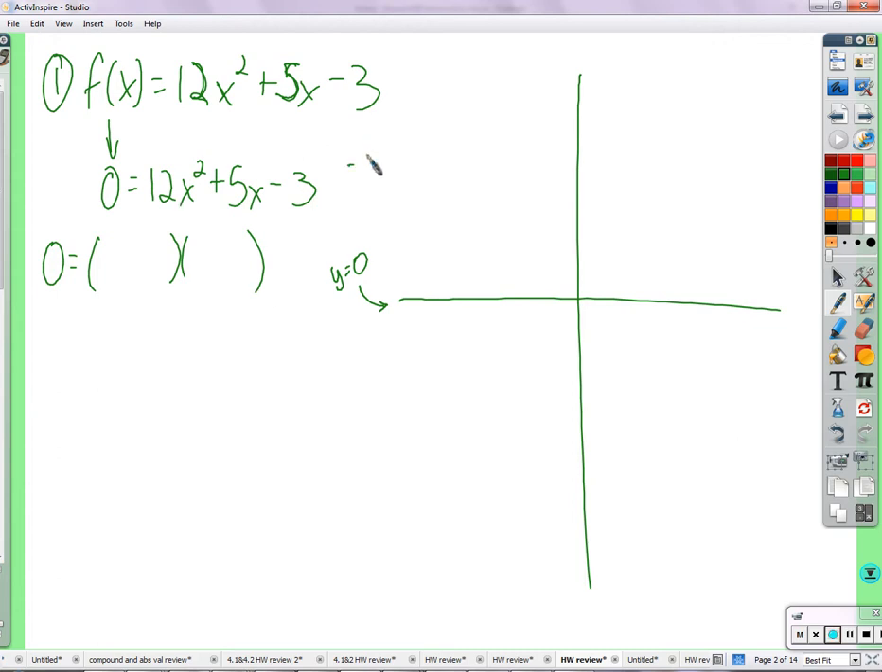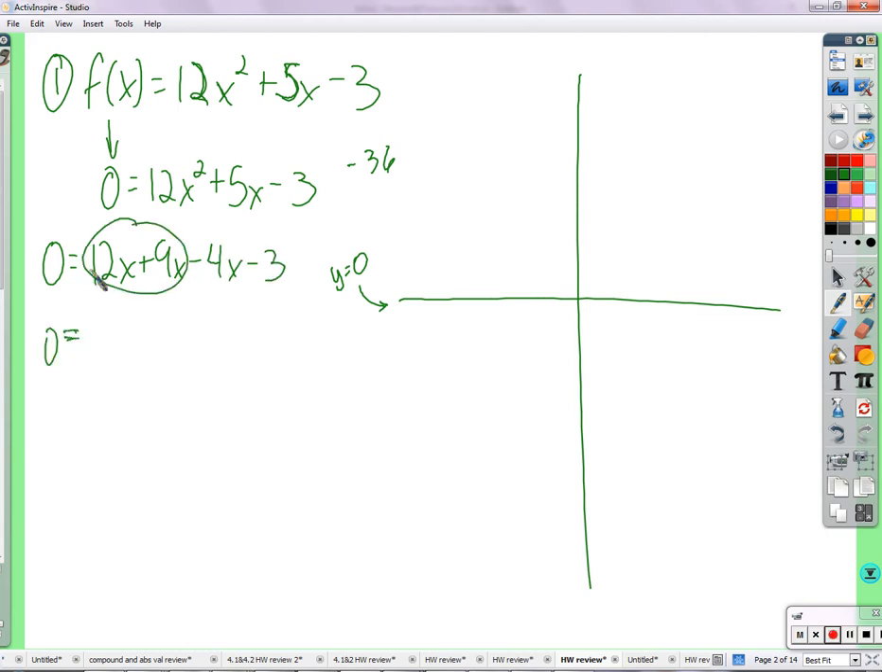12 times negative 3 is negative 36. Can we think of two numbers that multiply to negative 36? 9 and 4? Oh, we're not quite at the factoring part yet, are we? Just breaking up that 5 into 9x minus 4x.